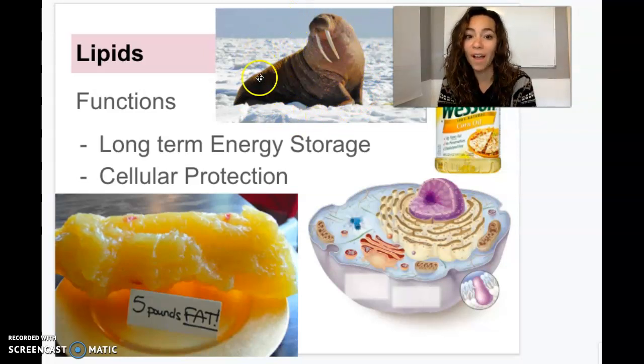Warmth is another one I didn't write down, but right, so animals like this walrus, the reason he can survive swimming in the Arctic freezing waters is because he's got a lot of blubber, a lot of fat that insulates him and keeps him warm.